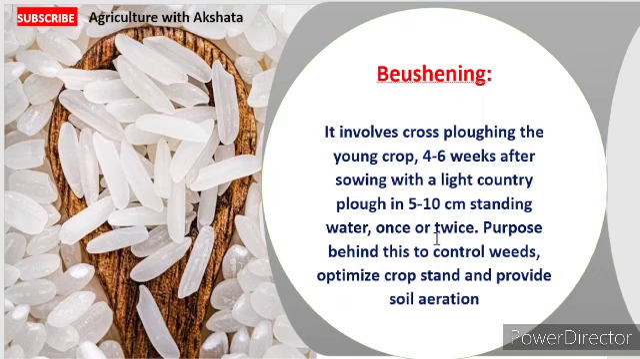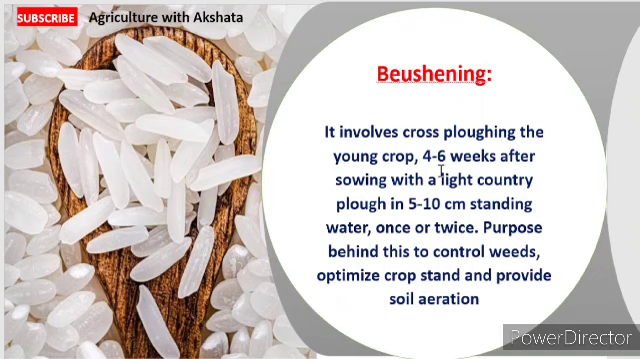Then what do you mean by beushening? Beushening is nothing but cross ploughing of the young crop around 4 to 6 weeks after sowing with a light country plough in 5 to 10 centimeters depth of standing water once or twice. The main purpose is to control weeds, optimize the crop stand, and also provide soil aeration.